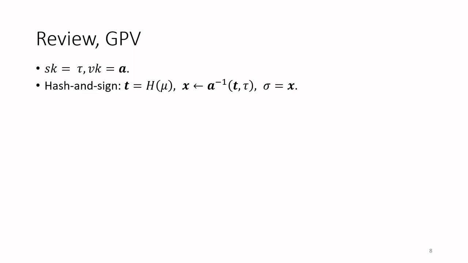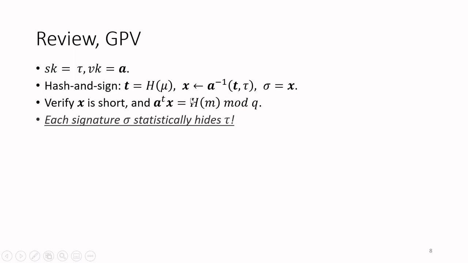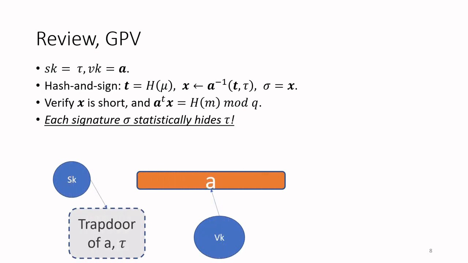Now, as I've been hinting at, to hash and sign, we're going to hash this to a polynomial t, and then the signature is going to be a discrete Gaussian sample over the coset defined by t, and this signature is just going to be this discrete Gaussian sample. So you can efficiently check that x is short and that the inner product is the hash of the message. Now it's important to note here that, again, each signature statistically hides the trapdoor.